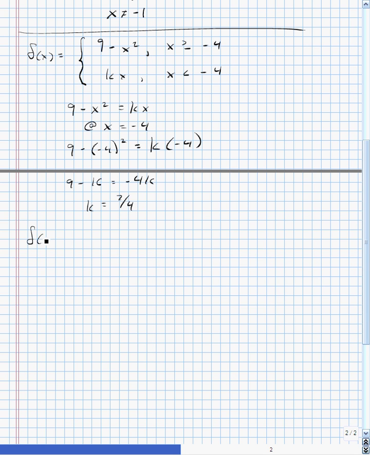So f of x is equal to 9 minus x squared when x is greater than or equal to minus 4, and 7/4 x when x is less than minus 4. This function is continuous everywhere. Thank you.